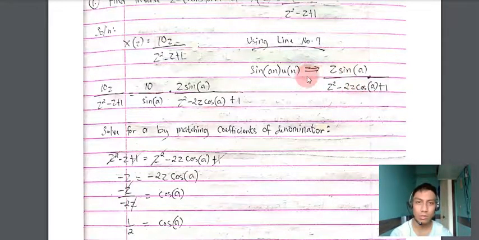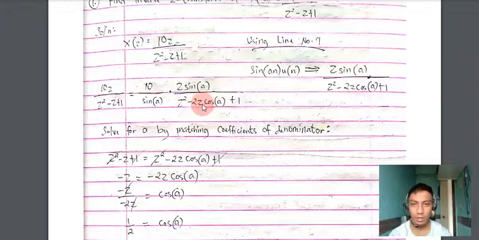So to achieve this, first we multiply this by sin a over sin a, which is equal to 1 anyway, so that we can make up this kind of function. By multiplying this, we have 10z over z squared minus z plus 1 equals 10 over sin a multiplied by z sin a over z squared minus 2z cos a plus 1.